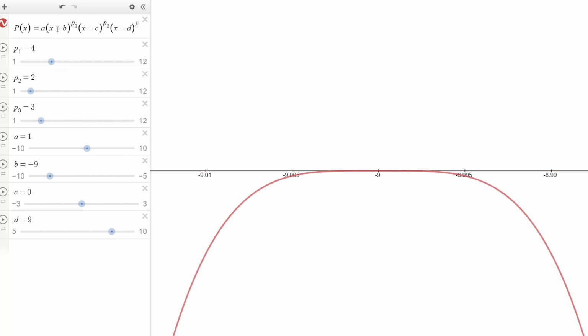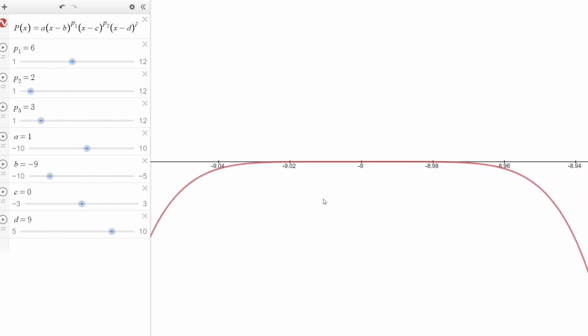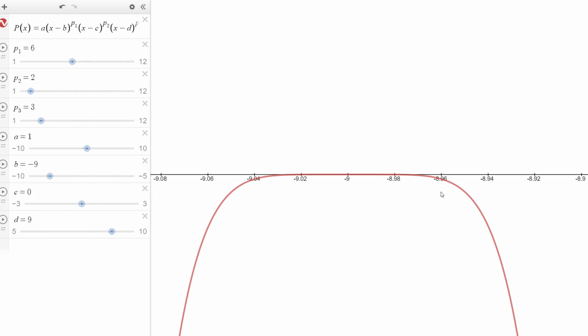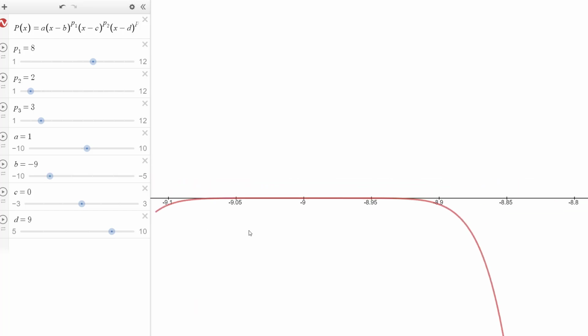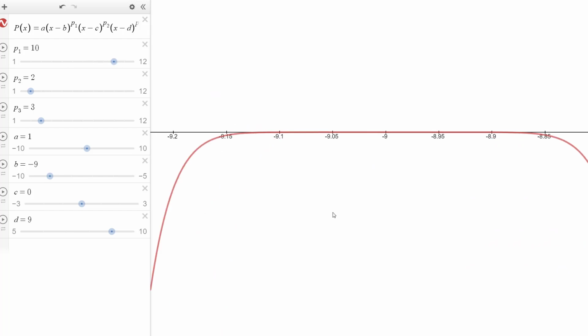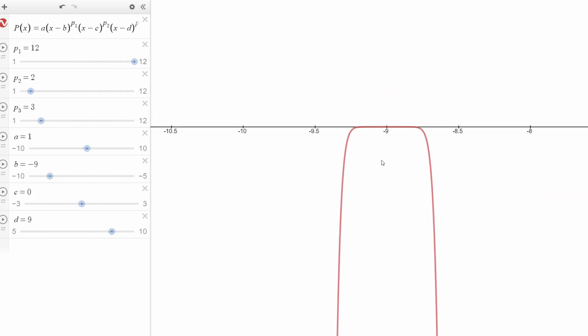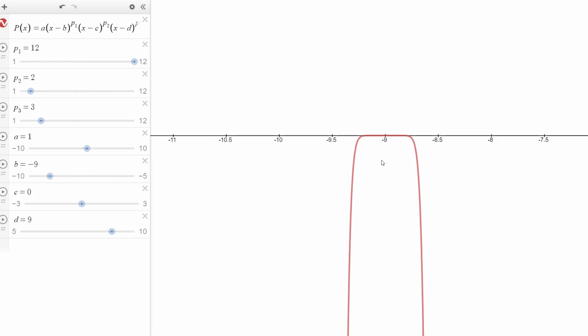If I go to a power of 6 on that x minus -9, so right now it's x minus -9 to the 4th, let's go to the 6th power. I have to zoom out, and you'll see it still has that parabolic shape, but it's really flat near -9. If I go to the 8th power, same parabolic shape, just flatter for longer around -9. The 10th power, same basic shape, flatter for longer. And then the 12th power, same basic shape, but flatter for longer around -9.